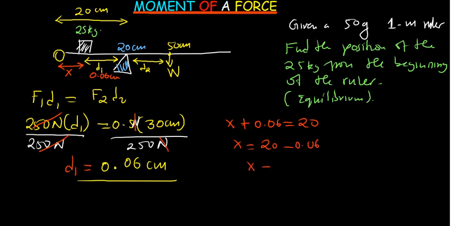So that will give us x being equal to what? Let's say 20 minus 0.06. That is going to give us 19.94 centimeters. So this is the distance of the object from the beginning of the ruler, and that is how you work out moments of forces. The only thing that you should be able to understand is we need to know the principle of moments. If we just know the principle of moments, any operation that we are going to be given to work out, we are going to be able to answer it.